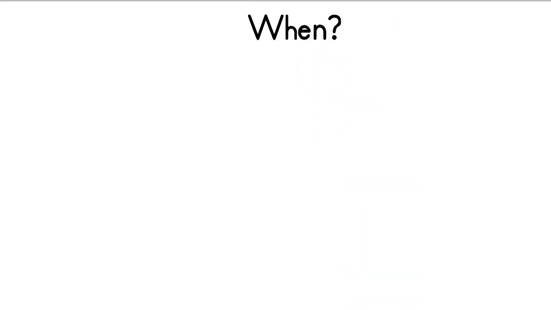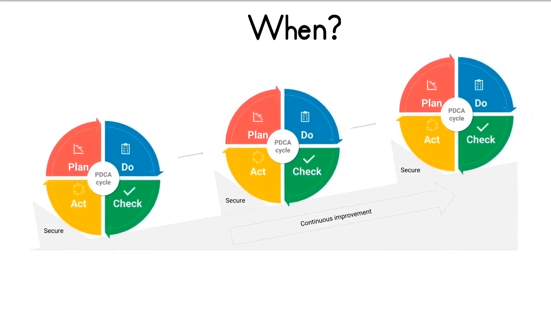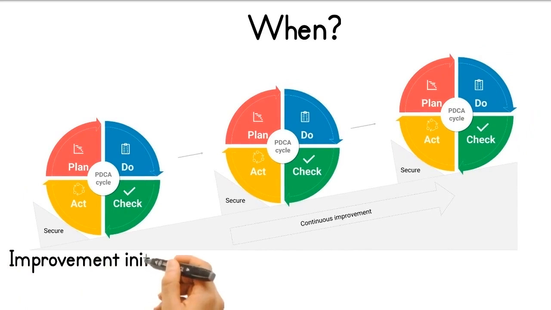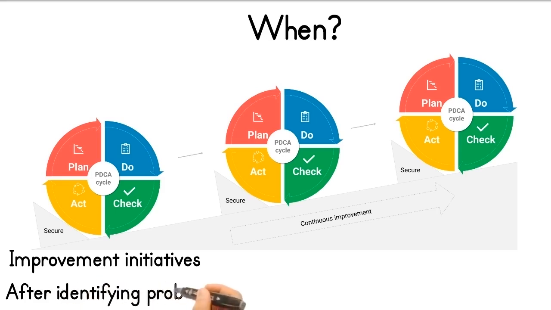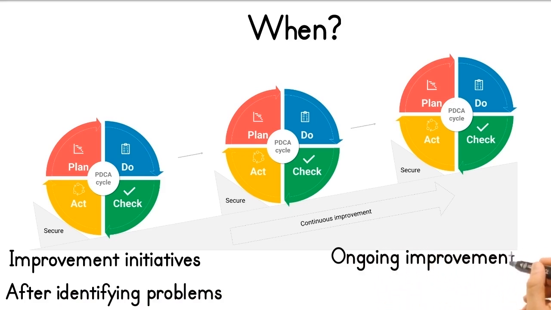PDCA is a versatile cycle that can be employed in several situations. During process improvement initiatives, when existing processes are not meeting desired outcomes, PDCA helps guide improvements. After identifying problems, PDCA helps to systematically address issues and correct inefficiencies. For ongoing improvement, even after implementing improvements, PDCA should be used to refine and optimize processes continually. In projects, when launching new projects, PDCA helps ensure that the project progresses in an organized and effective manner. The cycle is not a one-time event but a continuous process for regular review and adaptation.